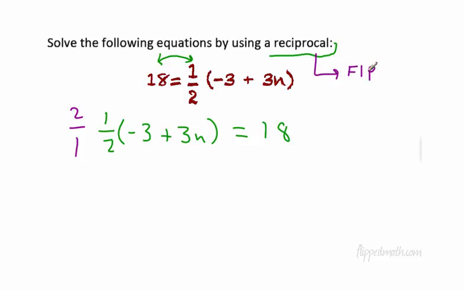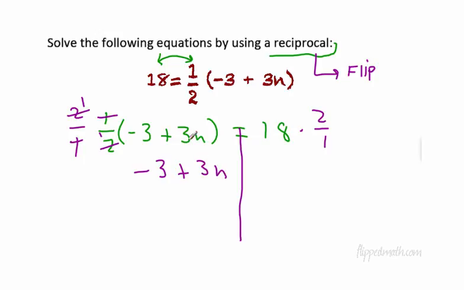Flip. Okay, and so if you multiply the left-hand side of the equation by 2/1, then you have to multiply the right-hand side as well, and that'll keep the balance. Well, what will that do? 2 cancels 2, and 1 cancels 1, so you're left with a whole bunch of 1's all over the place. You get -3 plus 3n. I don't need the parentheses anymore, because all of this cancels to 1. It's 1 times this, and 1 times anything is itself, so I can bring that down. 18 times 2/1, that's just 36.